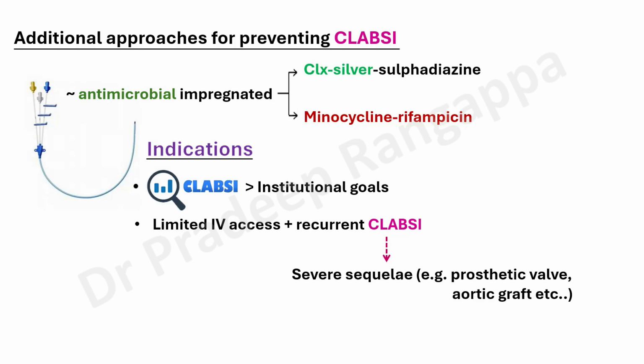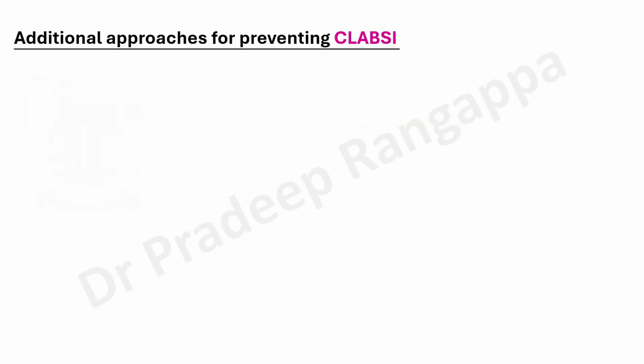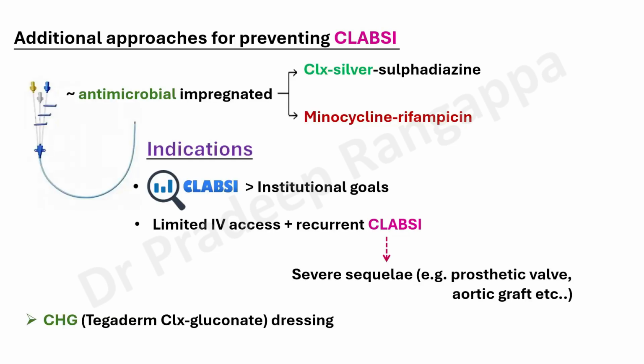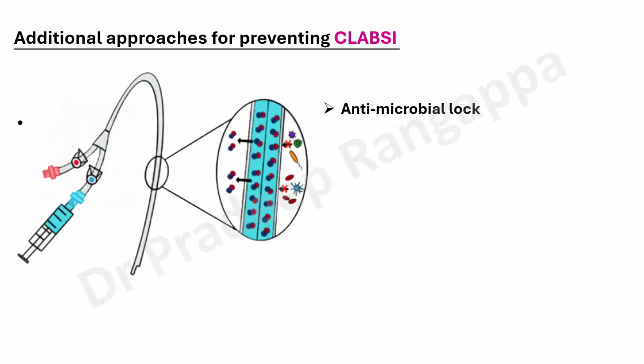So these are the situations where you may have to consider these antimicrobial impregnated catheters. For that, there is now a new thing where chlorhexidine gluconate dressings have come. This is something good for all our intensivists to know. These Tegaderm chlorhexidine gluconate dressings could be adopted to prevent colonization at the site of the entry of the catheter.